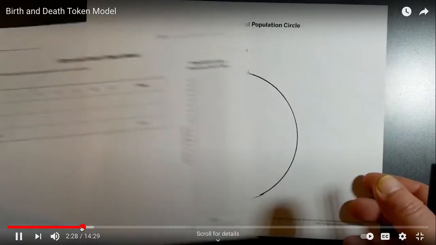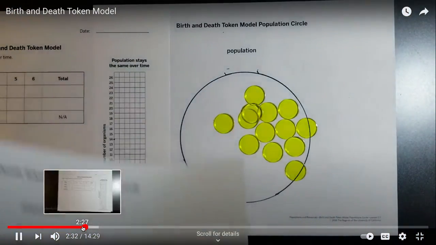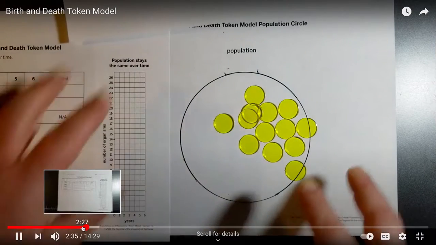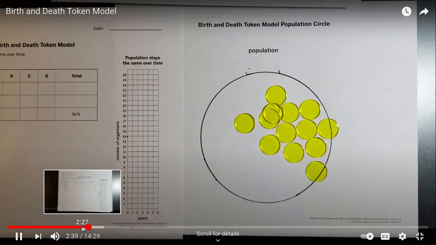If you can imagine that these tokens here are organisms, if an organism is born, we will place it into our population, and if an organism dies, we will remove it from our population. When we're done with our token activity here, we are going to make a few line graphs as well. And so that's what you see this graphing portion here for.